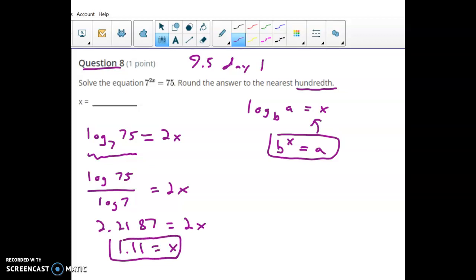Okay, and if you want to check it, you can always put it in and check that that's the right number there. All right, hope that helps.